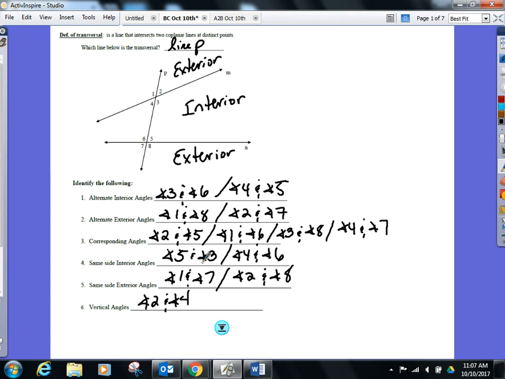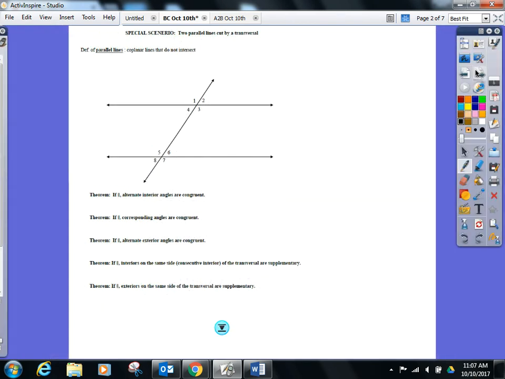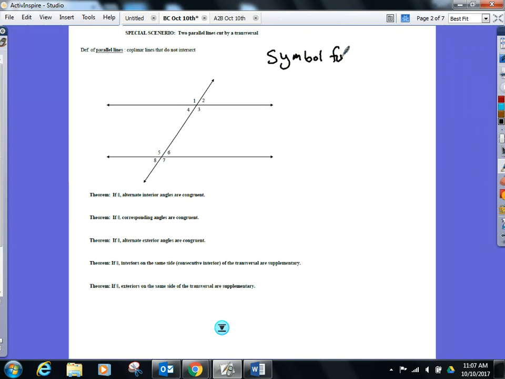Okay, all I know are the names now. That's it. All I know are the names. Now, watch what happens. Something special happens to these angles when these two lines become parallel to each other. First thing here, we went over in unit 1. Let's review it quickly again. Symbol for parallel. Anybody remember the symbol?